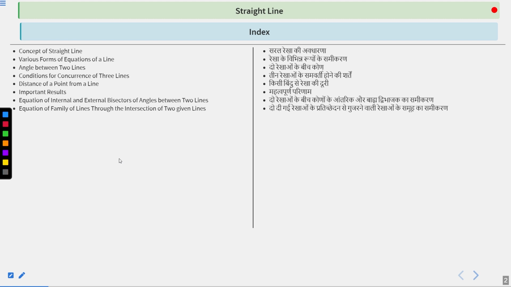Now, after that, we will move to the equation of a family of lines through the intersection of two given lines. Suppose we have two given lines, and these lines are intersecting at a given point, right? So we basically have to find a family of straight lines passing through the point of intersection of those intersecting lines, right? After that, we will discuss some important properties of the straight line, right?